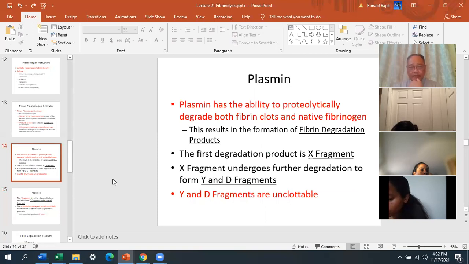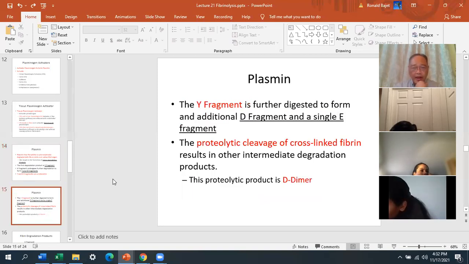Okay, so plasmin, the main enzyme, has the ability to proteolytically degrade the fibrin clots and native fibrinogen. When you chop up fibrin, you form what's called fibrin degradation products. The first degradation product is the X fragment. The X fragment will undergo further degradation to form Y and D fragments, and the Y and D fragments are unclottable. The Y fragment is then further digested to form D and E fragments.